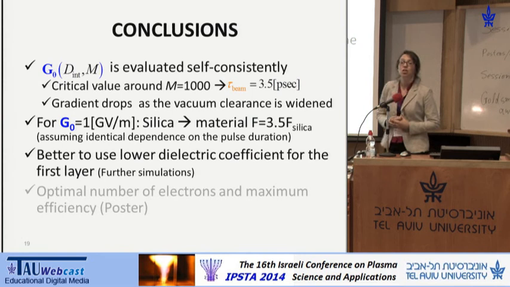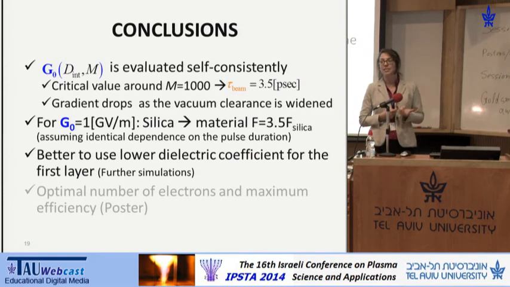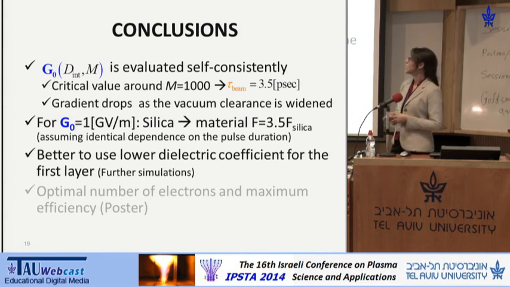Any novel acceleration concept intended to exceed the RF-based accelerators must demonstrate accelerating gradients greater than 1 gigavolt per meter. In order to get there, we need to replace our fused silica with a material whose typical fluence value is 3.5 times higher than the fluence we saw for fused silica, assuming, of course, the same empirical formula we saw. Simulations not presented here show it's better to use a lower dielectric coefficient for the first layer.